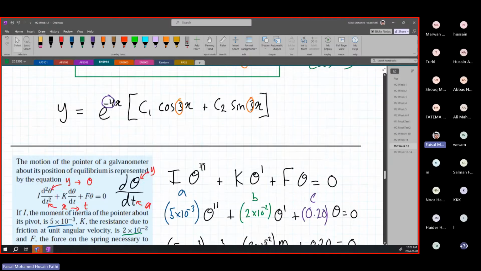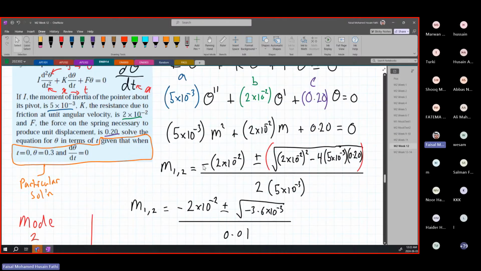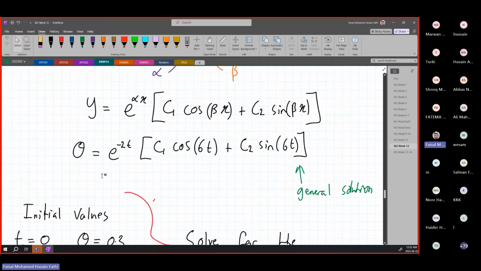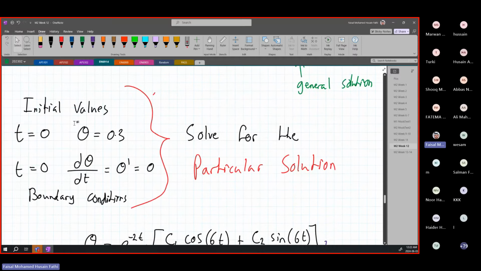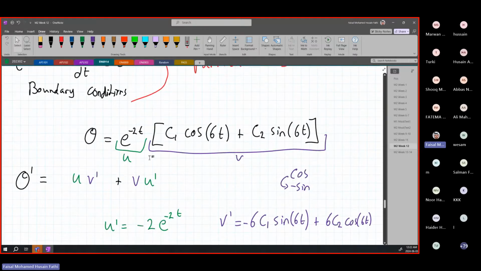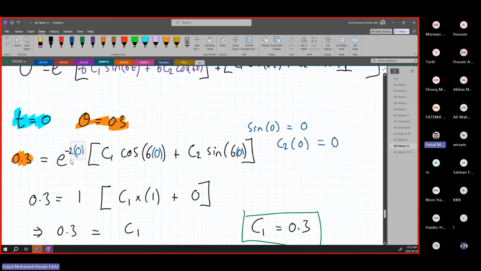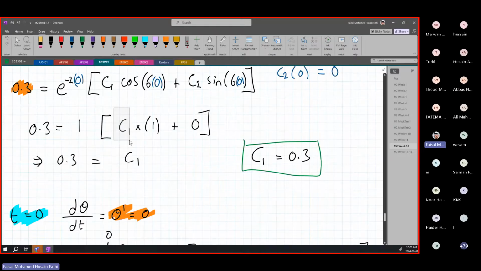Someone was asking, how did I get C1? The question gave me boundary conditions, okay? The boundary conditions were when t is equal to 0, theta is equal to 0.3. This means that we are going to substitute 0 for t in our general solution, like I did here. We substitute 0 for t and 0.3 for theta. Once you solve for this, you're going to get an equation with C1 by itself in it, and then you will find the value for C1.